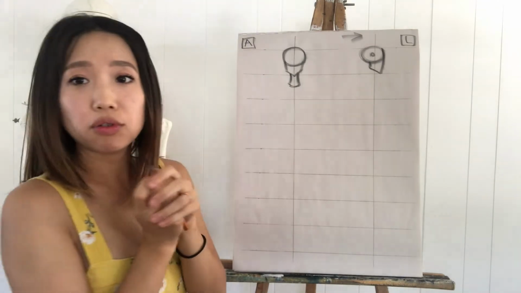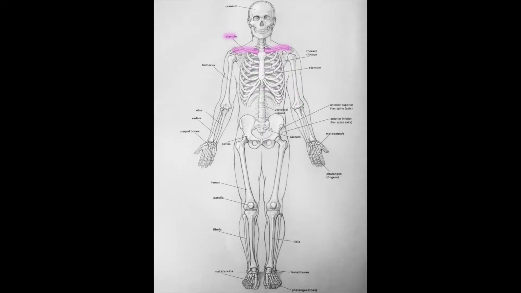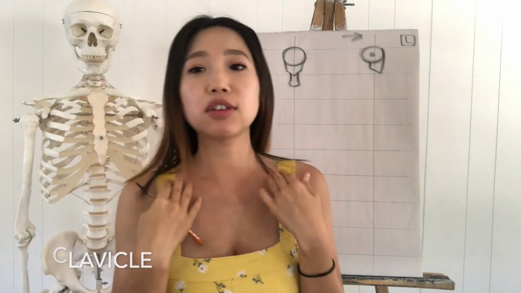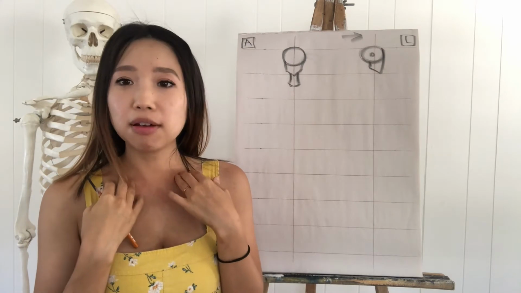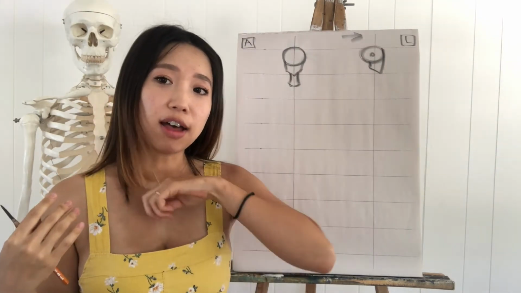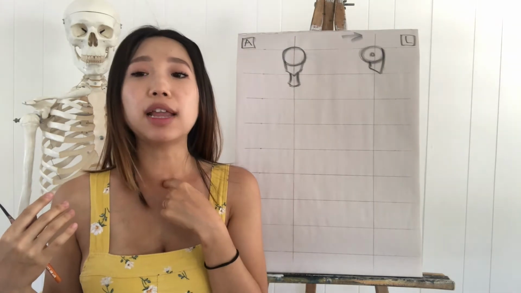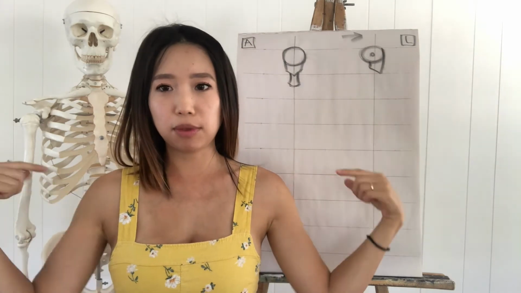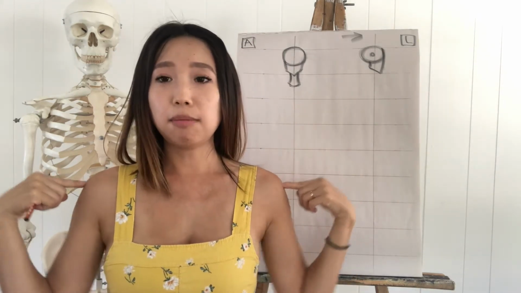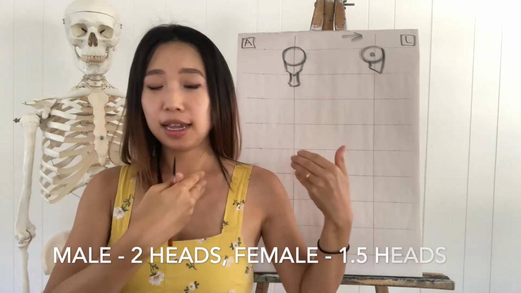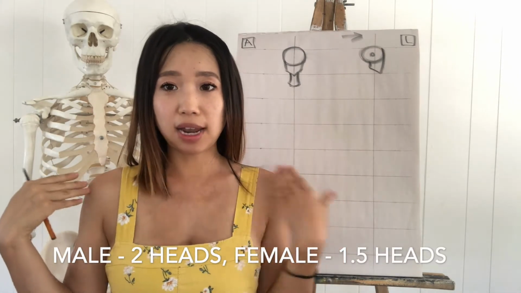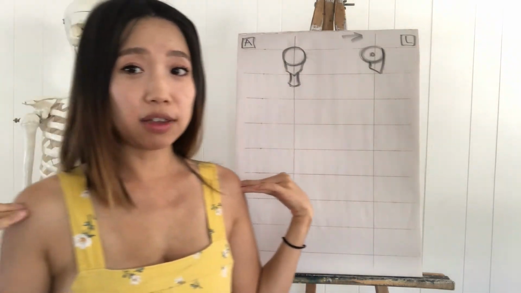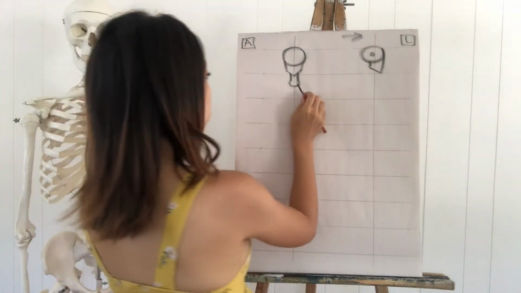The next part I'm gonna show you is the clavicle. The clavicle is of course the collarbone, and you can actually see this bone when you look at the mirror, and you can touch it and feel how straight this is from the middle of your neck all the way up to your shoulder. The length of the shoulder from left to right, for the male it's usually 2 heads, and for female it would be 1.5 heads. So that's the first proportion that you can remember when you do figure drawing.